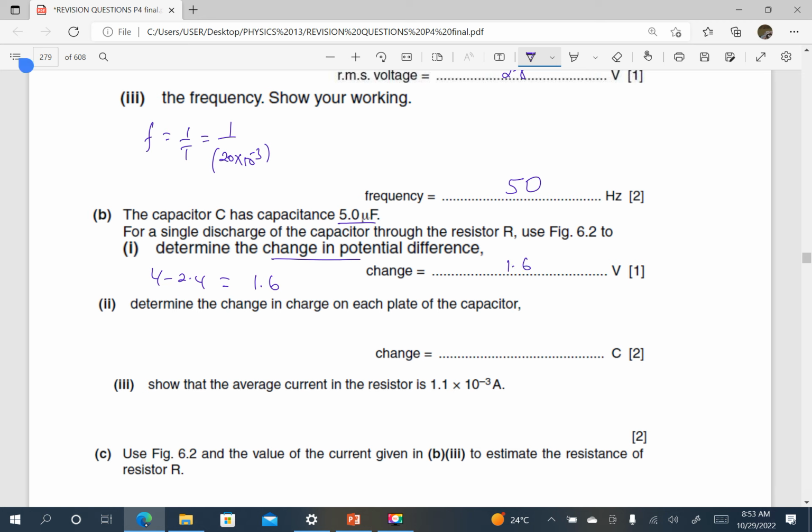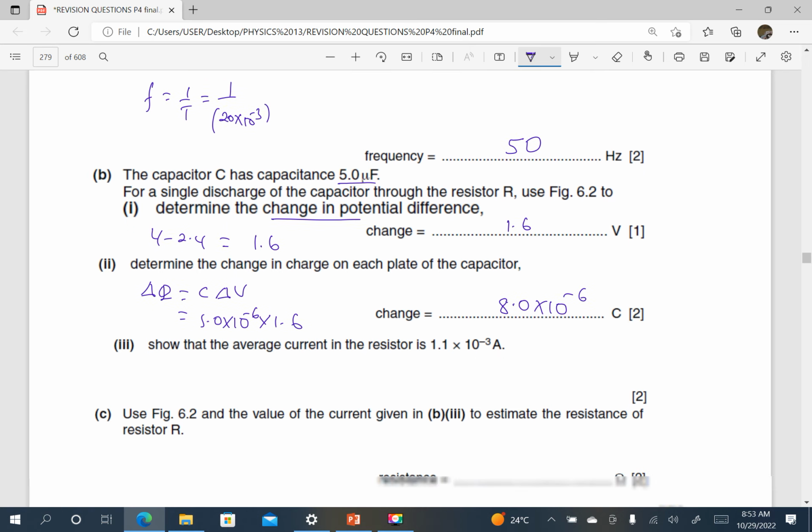Determine the change in charge on each plate of the capacitor. So for the change in charge, we now use capacitance C times change in V. So this will be 5.0 times 10 power negative 6 times change in V, which is 1.6. Pressing the calculator, 5 times 1.6, that is 8.0 times 10 power negative 6 coulombs.